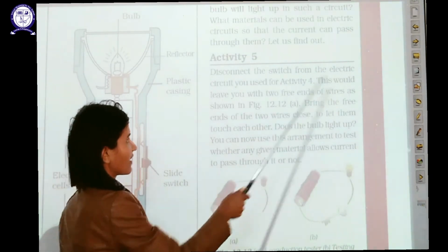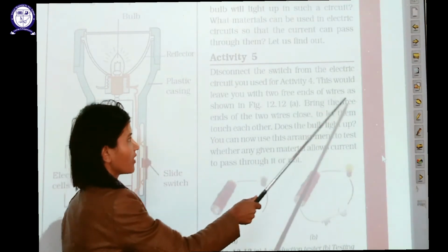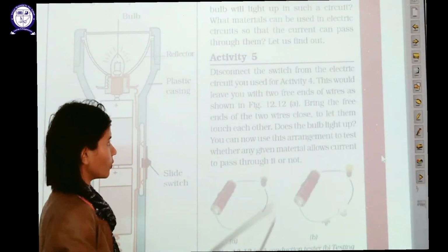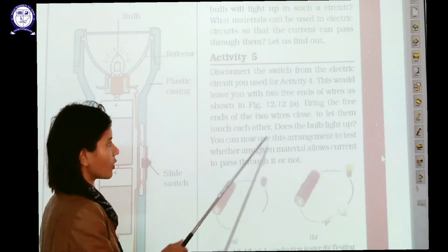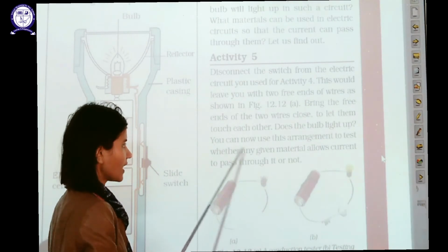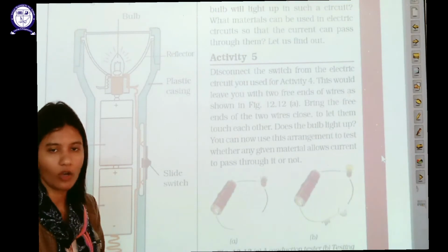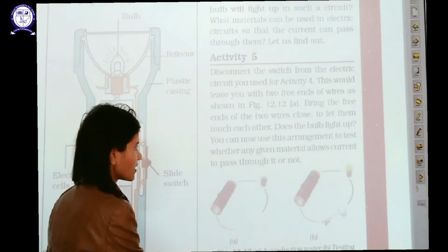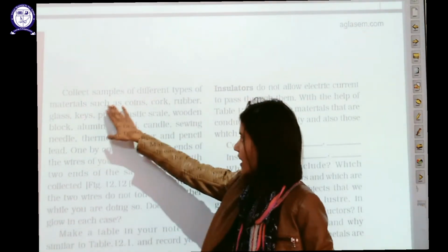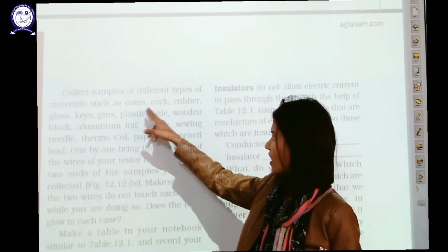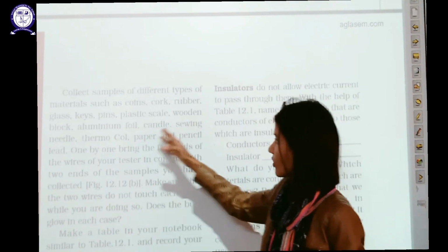Disconnect the switch from the electric circuit you used in activity 4. This would leave you with two free ends of the wire as shown in 12.12. Bring the free ends of the two wires close to let them touch each other. Does the bulb light up? You can now use this arrangement to test whether a particular material can conduct electricity or not. Now we can test whether the particular material is a conductor or insulator. Collect samples of different types of materials such as coin, cord, rubber, glass, key, pin, plastic scale, wooden block, etc.